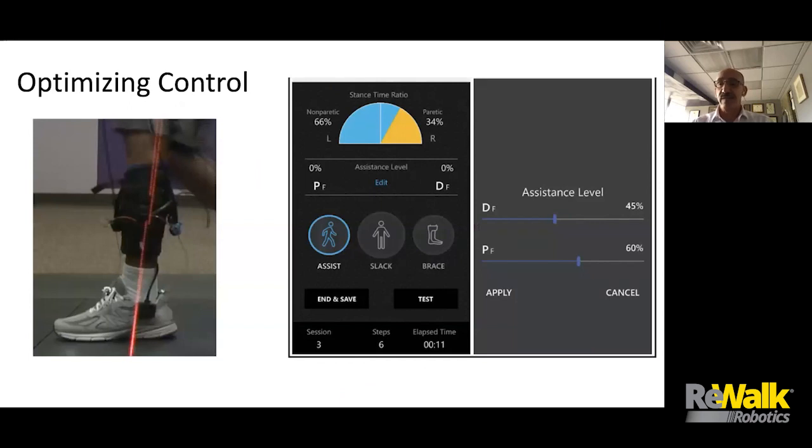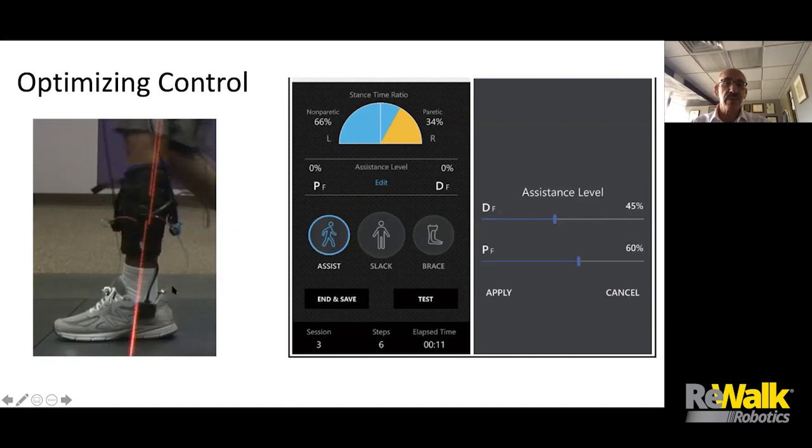What's beautiful about this system is that you can actually optimize the controls. And so on the right side, you see the screenshots of the screen of the controller. And you essentially can apply different forces into dorsiflexion or plantar flexion. And by moving the line or the cursor, you can determine how much assistance you want to provide. And then you have the ability in this system to count steps and do a few other things.